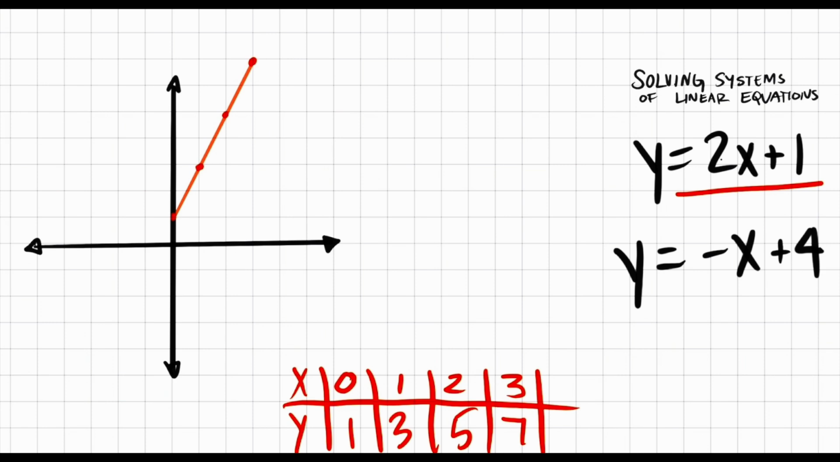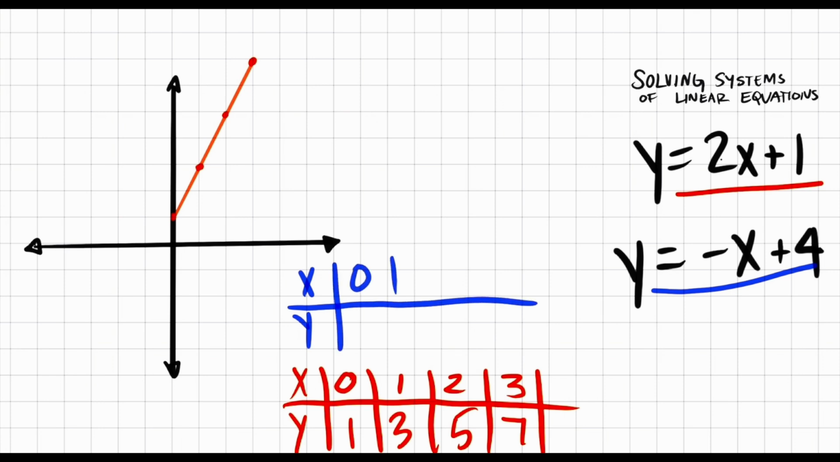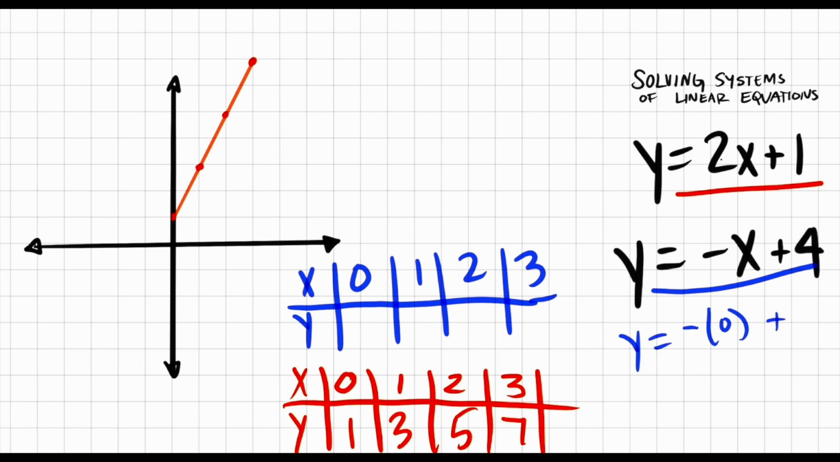For our blue line, that's the color I've chosen, we will do the same thing. So 0, 1, 2, and 3. You can just pick these numbers. I like to start with 0 because when x equals 0, that's when we'll be able to find the y-intercept. So starting at 0 is a good way to start. So we plug in 0 for negative x plus 4. 0 times negative 1 is 0, plus 4 gives us 4. So 0 comma 4 is our first point.